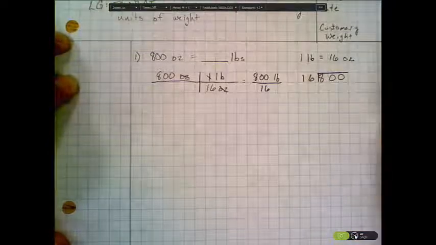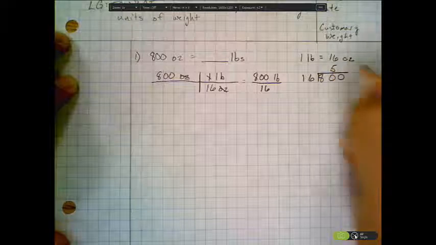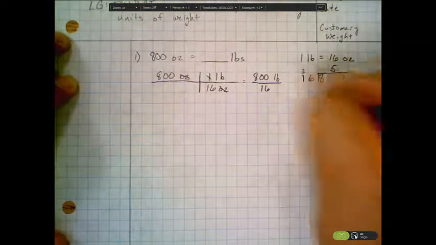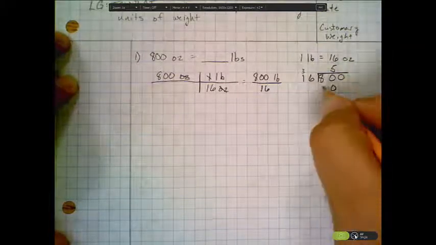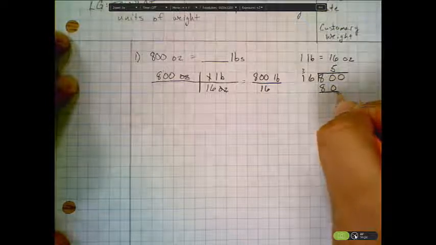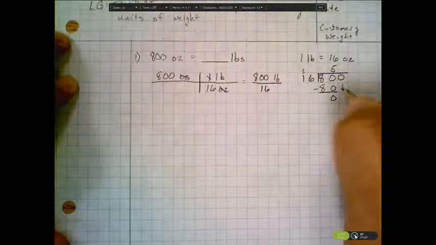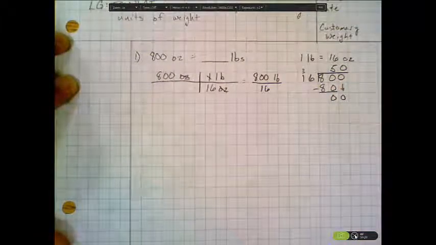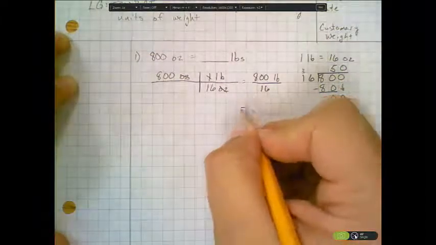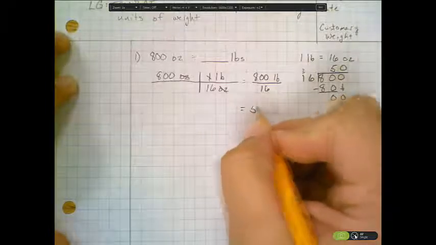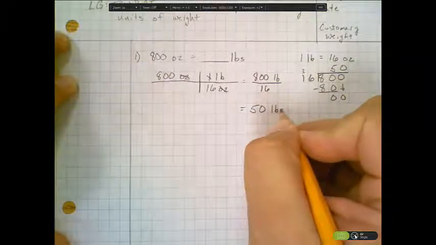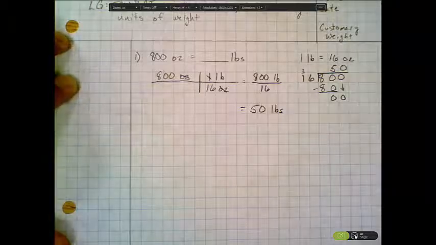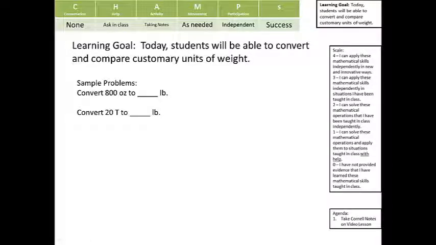16 goes into 80, I think, about 5 times. 5 times 6 is 30. 5 times 1 is 5, plus 3 is 8, so that works out very well. Subtract to get 0, bring down another 0. And so 800 ounces is equal to 50 pounds.